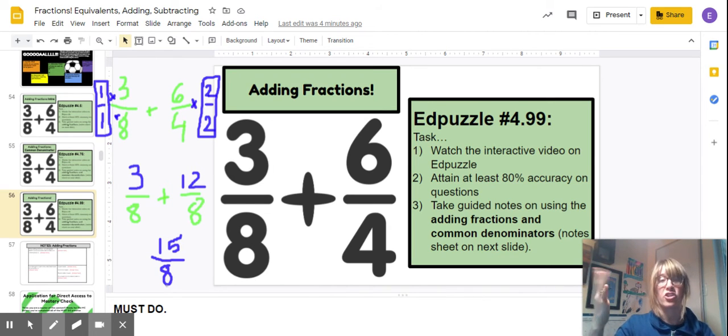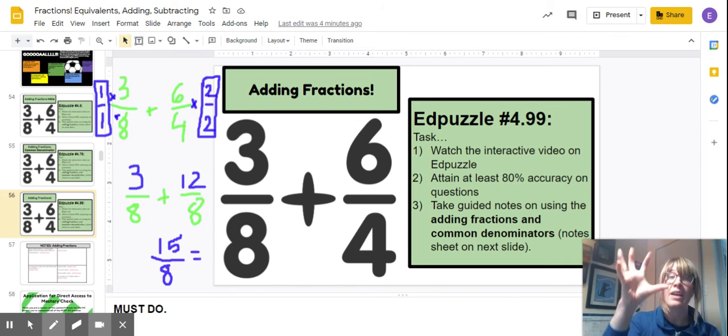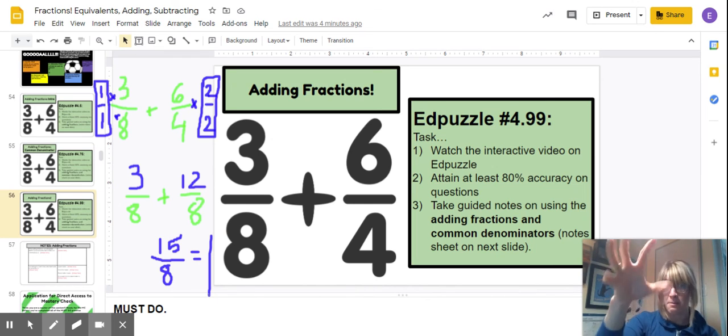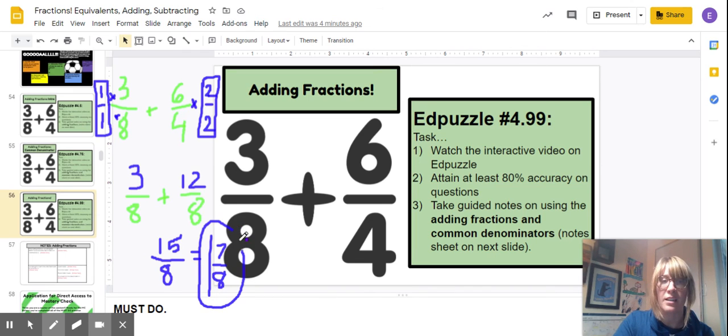We've added this fraction. The second component here is you can think about simplifying, and you can say, all right, 15 divided by 8, how many 8s can I pull from 15? 8, 16, I can't pull 2, I can pull 1. 8. So 15 minus that 8 gets me 7 left over out of 8 total pieces. So our final answer in simplified form is 1 and 7/8.